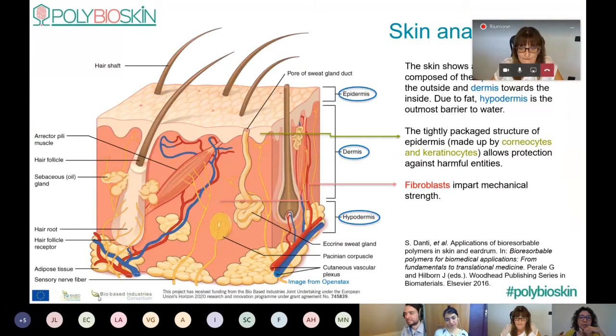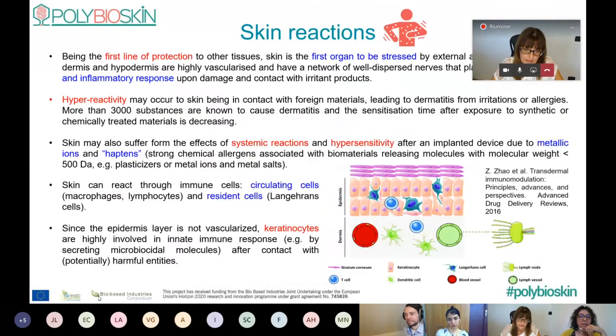So we have the most outer layer, the epidermis, that is a compact layer. And then we have other layers. They have different purposes, and there are different cells. So it is being the first line of protection of the other tissue, we have stress in the skin, and the stress generates inflammatory response.